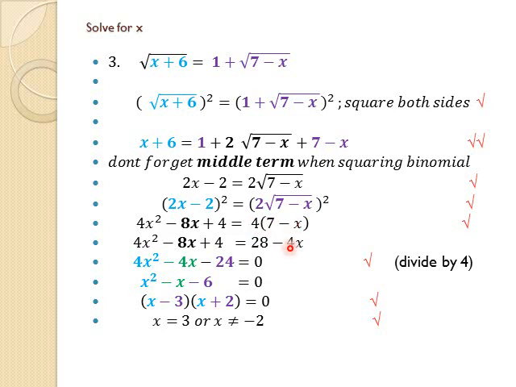Right, in standard form. So if I bring that over, I have x squared, minus 8x plus 4x, so minus 8 plus 4 would give me minus 4x. Minus 28, if I bring it over, 4 minus 28 would give me negative 24. There's a common factor, so I divide everything by 4. So that becomes 4 divided by 4, 1. Negative 4 divided by 4, negative 1. Negative 24 divided by 4, negative 6.